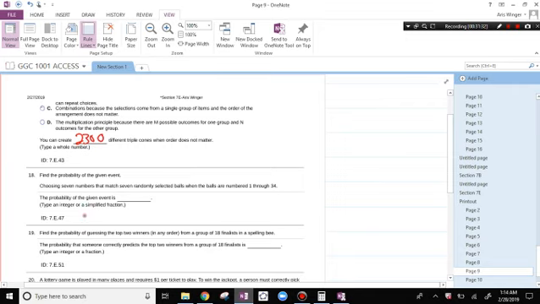So that's combinations, because the selection comes from a single group of items and the order does not matter. We don't care which order they come in, so you just take any 3.